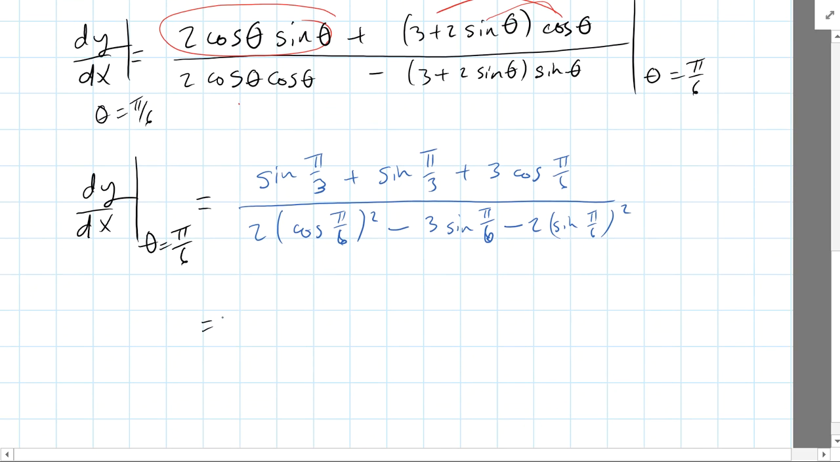That is going to give us on top, sine of pi over 3, that's square root of 3 over 2. And that's square root of 3 over 2. And this is 3 square root of 3 over 2. So together, do we have 5 square root of 3's over 2? So the top becomes 5 square root of 3 over 2. On the bottom, that is a square root of 3 over 2, but it's squared.